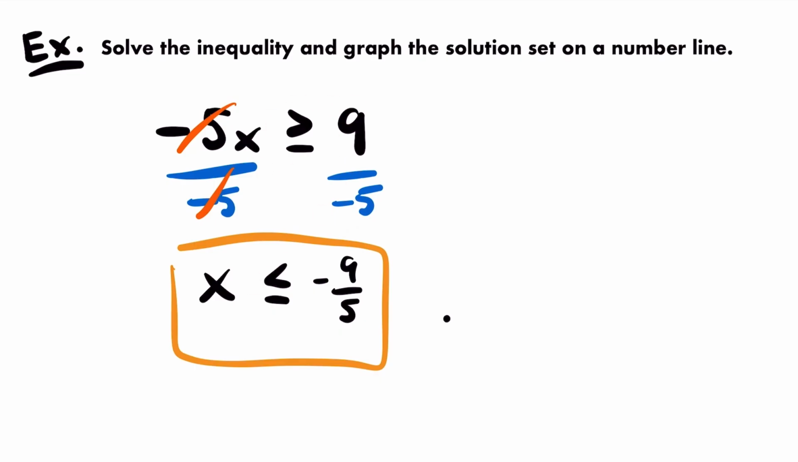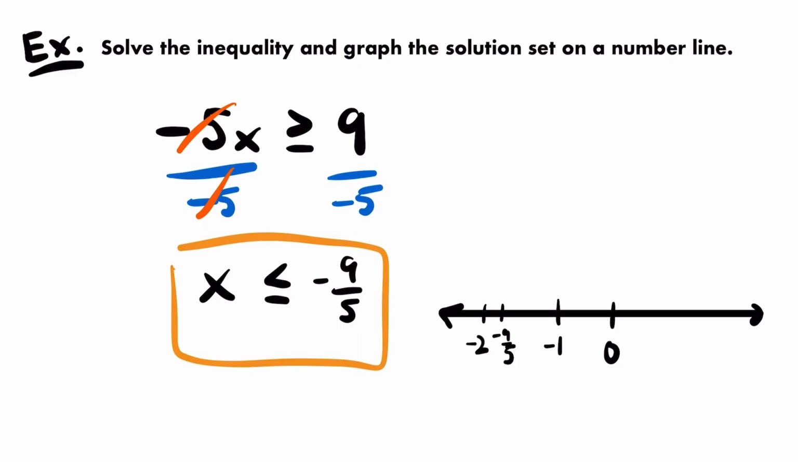Okay, and so then don't forget to graph it on a number line. This time around, we are comparing x to -9/5, which if you put that into a calculator, it's -1.8. And so if this is -1 and this is -2, then -9/5 is somewhere about right here. And we are including that value in the solution set because x is less than or equal to that value. So I'll draw a closed circle at that value and then point the arrow in the direction of values less than that value, which would be numbers to the left. Okay, and so with that, that is it for this lesson.